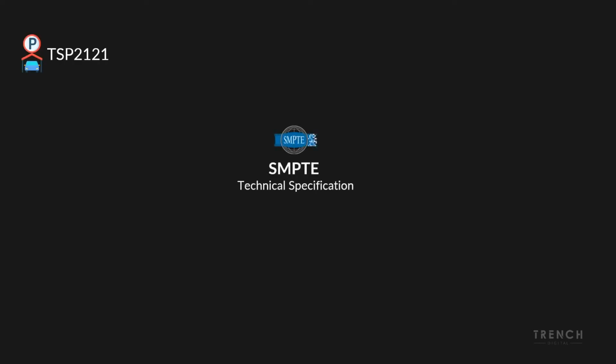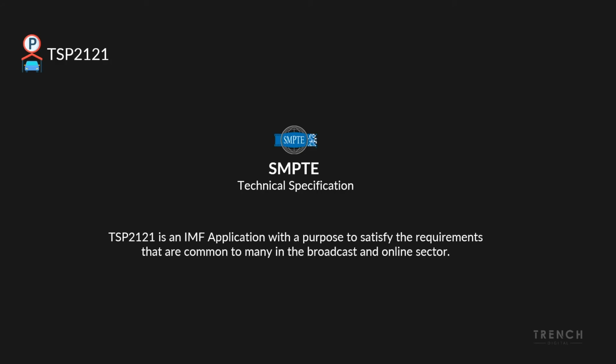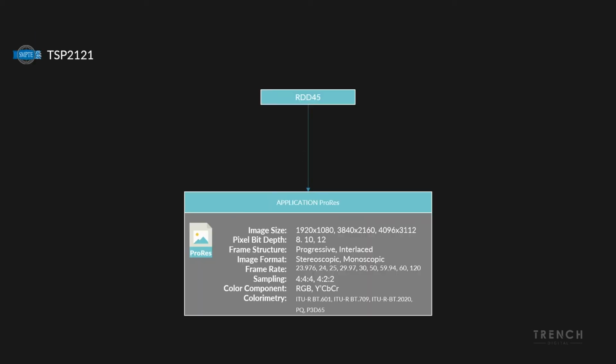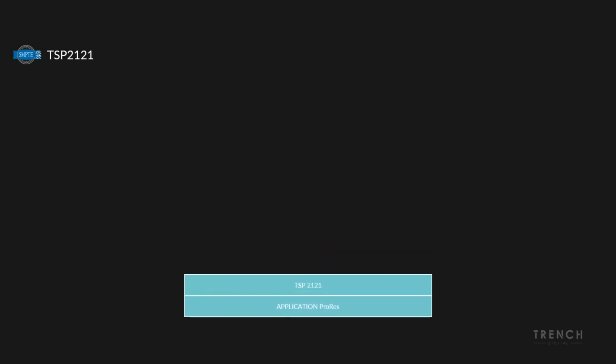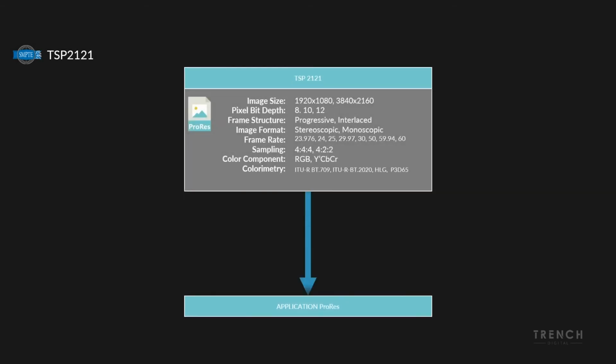The TSP acronym here stands for Technical Specification. It is a process developed by SMPTE to complement the SMPTE standards development process through publicly publishing a specification that satisfies specific technical business requirements determined by proponents and agreed by consensus within the working group looking after the task at hand. TSP 2121 is an IMF application with a purpose to satisfy the requirements that are common to many in the broadcast and online sector. It builds on the characteristics defined in RDD 45, and we also see the introduction of HLG.